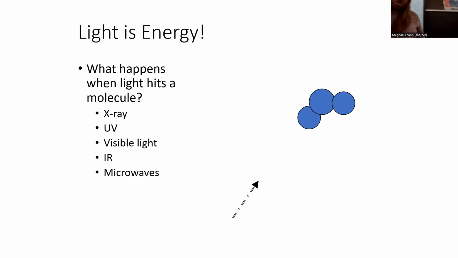And we focused mostly on ultraviolet light, but different kinds of light can do different things. X-rays can cause electrons to be ejected. They can also break apart molecules.